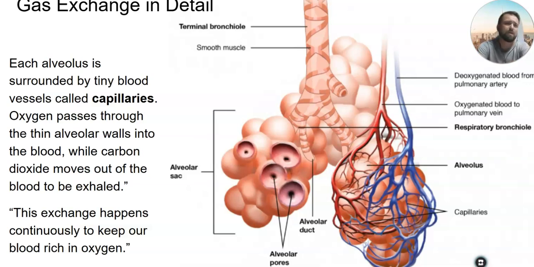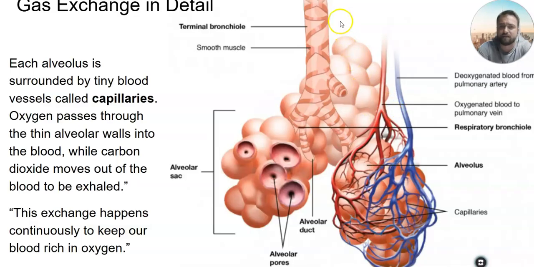This one's for you. So each alveolus is surrounded by tiny blood vessels called capillaries. Oxygen passes through the thin alveolar walls into the blood, while carbon dioxide moves out of the blood to be exhaled. This exchange happens continuously to keep our blood rich in oxygen.